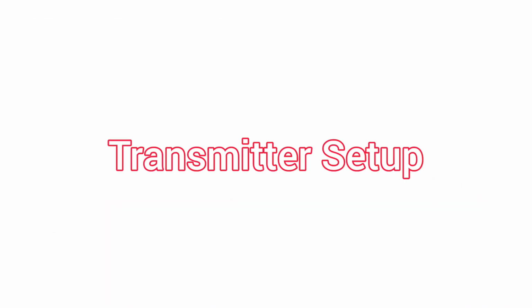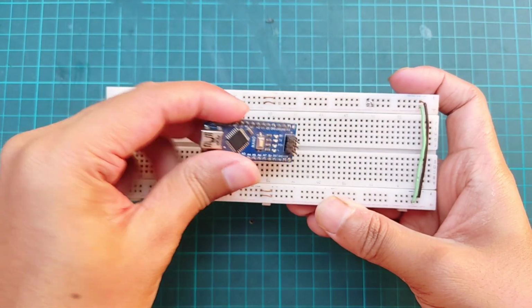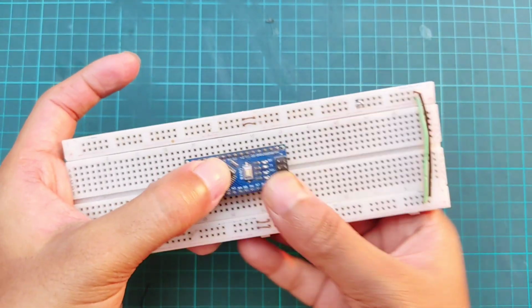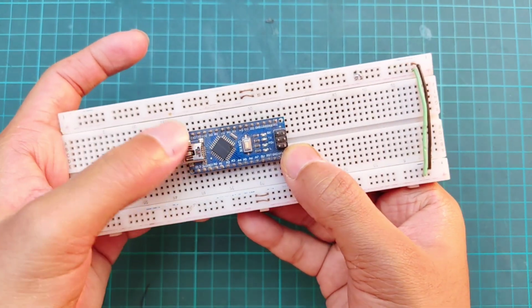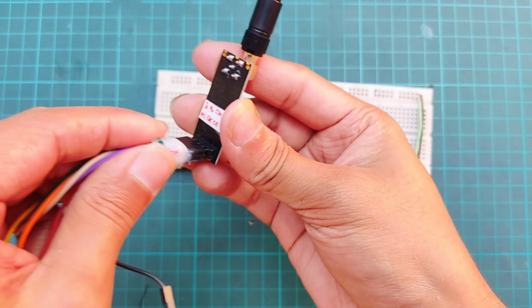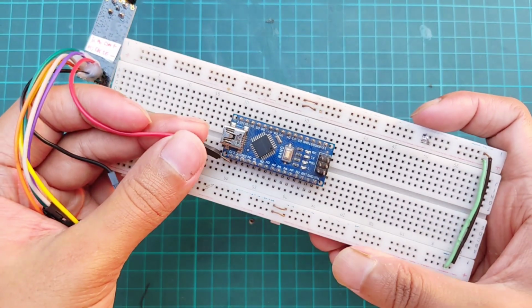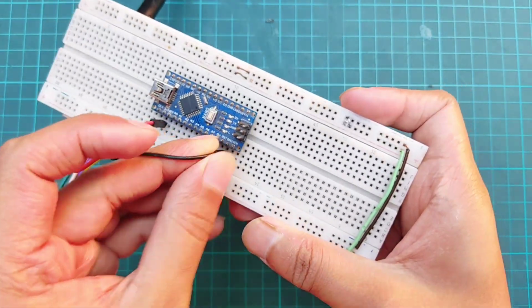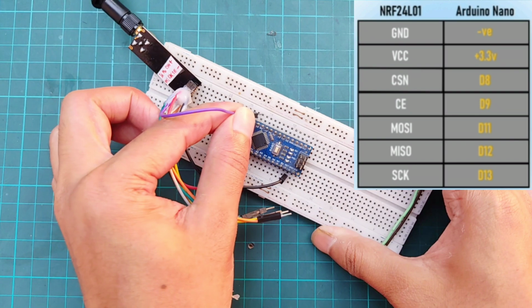Let's set up the transmitter. First, placing an Arduino Nano on the breadboard. Then connecting some jumper wires with the NRF module. Then connecting NRF module pins with Arduino as per the pin mapping table.